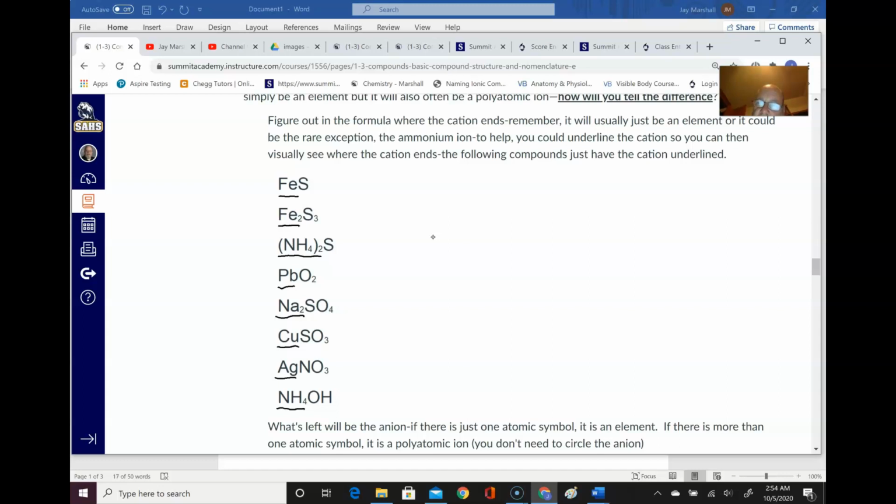And so you can see that the cation ends right here with Fe. It ends with Fe2. It ends with the ammonium ion. It ends with lead. It ends with sodium. It ends with copper. It ends with silver. It ends with NH4. So everything else here then is the right thing, or the anion, or the second component. Okay, it's the nonmetal or the polyatomic ion.